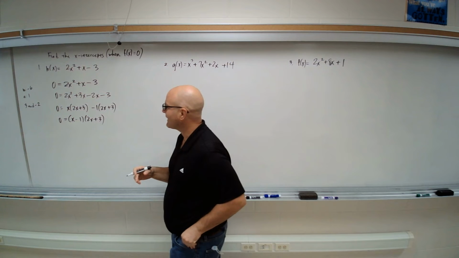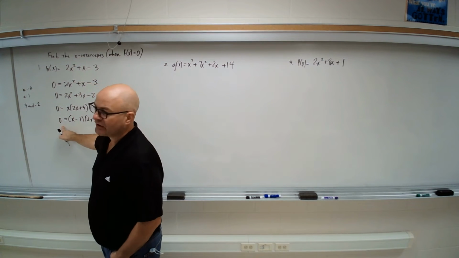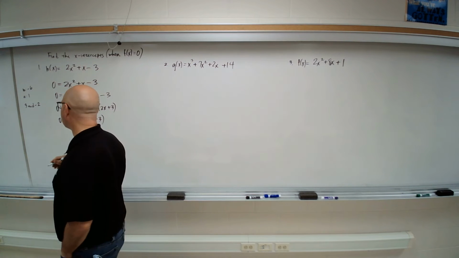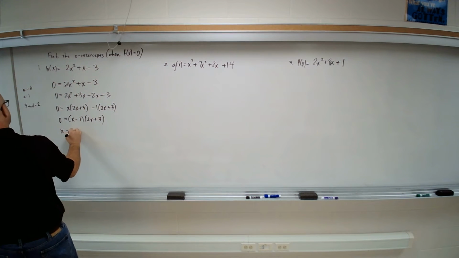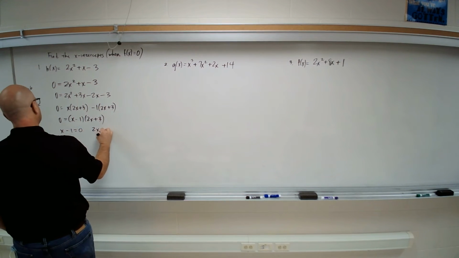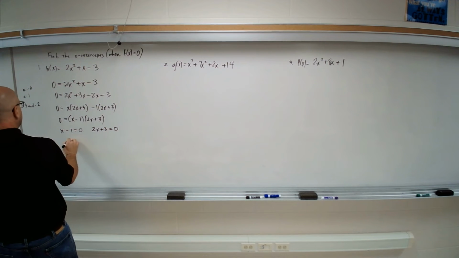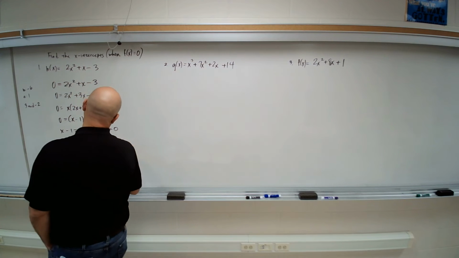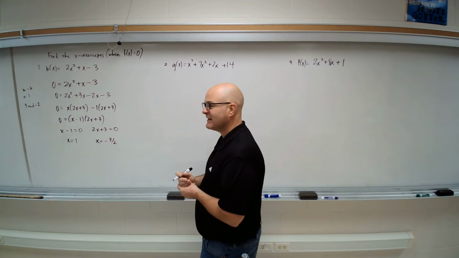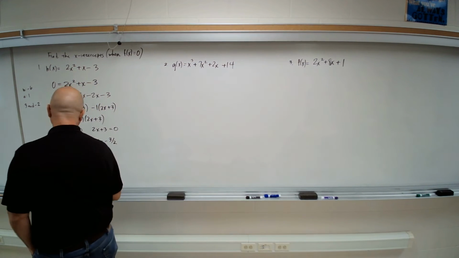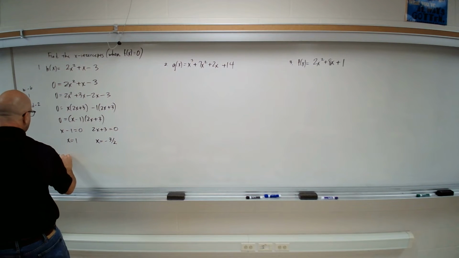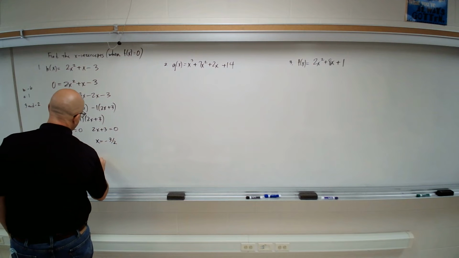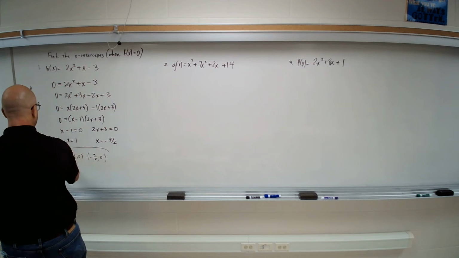We're going to set each factor equal to 0. And you can only do this when it's equal to 0 as a product. If it's anything different, it doesn't work. So x minus 1 equals 0, 2x plus 3 equals 0. So we get x equals 1 or x equals -3/2. That means that our x-intercepts will be at (1, 0) and (-3/2, 0).